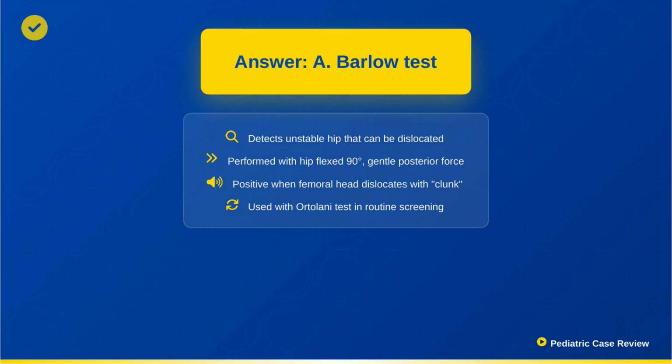Barlow test. This maneuver detects an unstable hip that can be dislocated. It is performed with the hip flexed 90 degrees and adducted slightly, applying gentle posterior force. A positive test occurs when the femoral head dislocates posteriorly with a palpable clunk. The Barlow test is used together with the Ortolani test in routine screening.